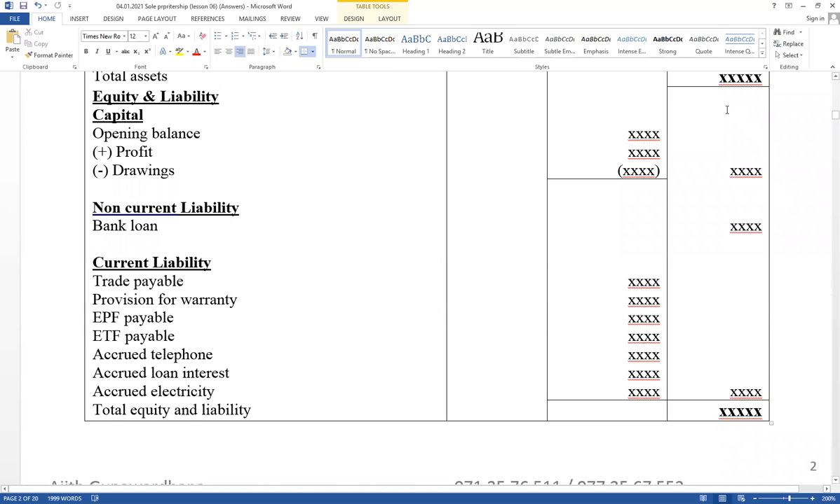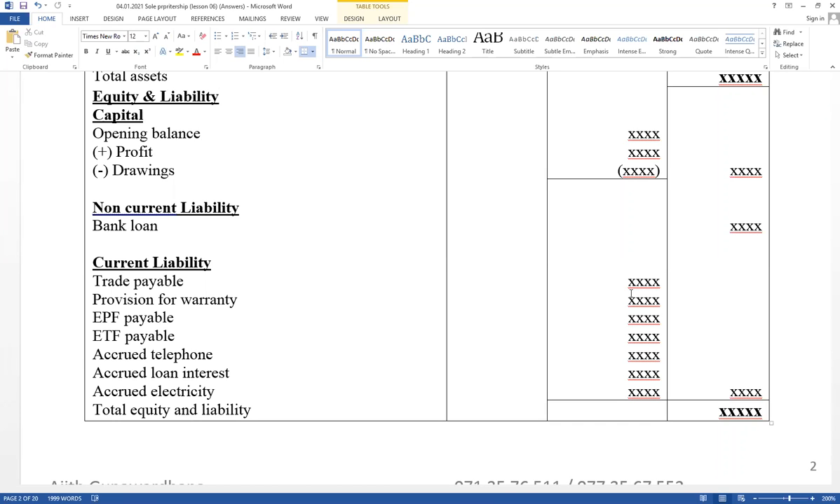Therefore, think about assets equal liability plus equity. Therefore, this is the way you have to prepare financial statements at this level. Right now, we are going to provide information. How to provide information? By preparing financial statements. What are the things we have to prepare as financial statements? Income statement and statement of financial position.